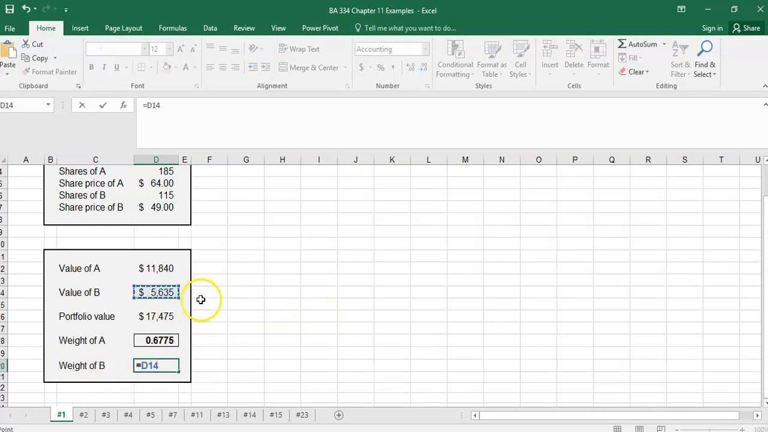And then the value of B divided by the portfolio value. You could also take 1 minus A because you're trying to get what is the remainder of the portfolio. So then 32.25% is made up of stock B.